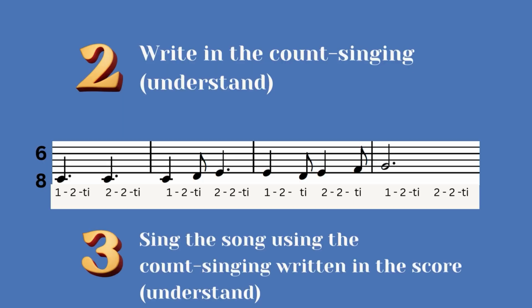And then after they have written in the count singing, that actual process of them writing things in the score is using a different part of the brain, a higher level of understanding, and it gives you, the teacher, a visual representation of their understanding. So if you're looking for paper grades and things like that, this is a perfect assessment tool for you to use. And then the final third step of this connection activity is to sing the song using the count singing written in the score. So they're actually looking at the score and they're looking at the count singing.